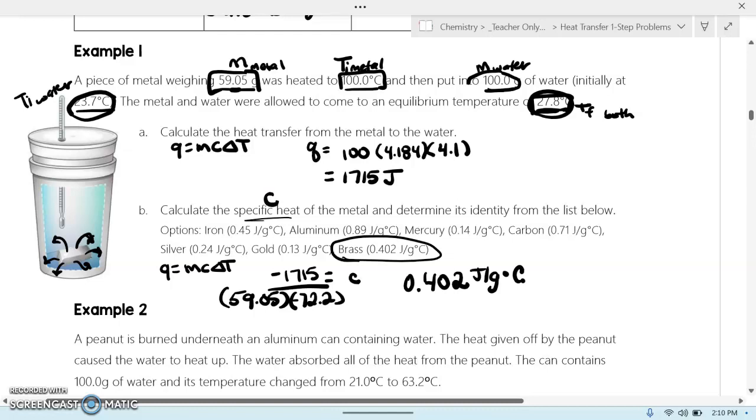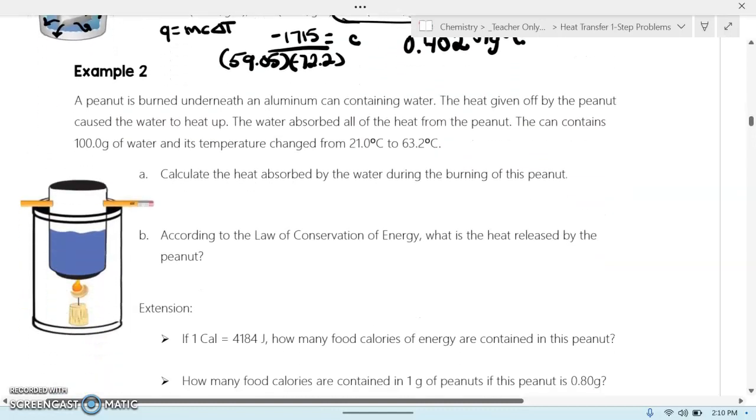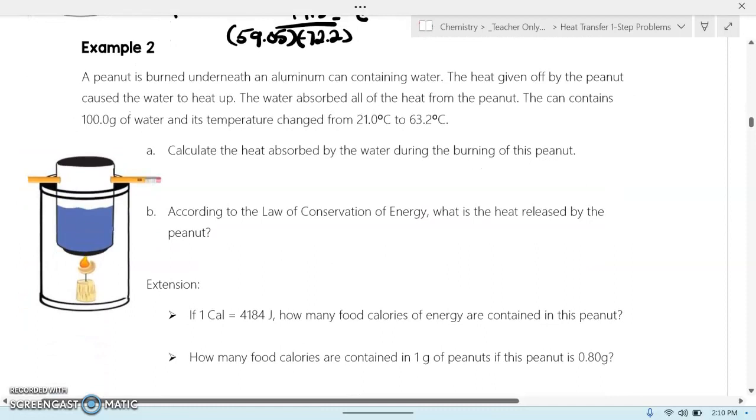We're going to do a part 2 video for some food calorimetry, where we find the energy burned or the calories in a sample of a peanut. So tune back in for part 2.